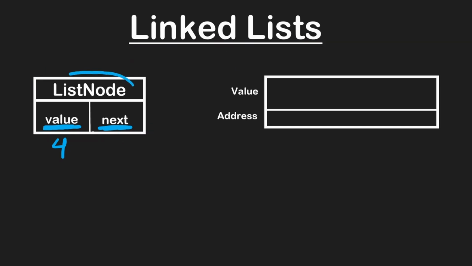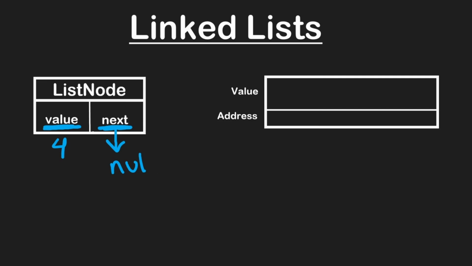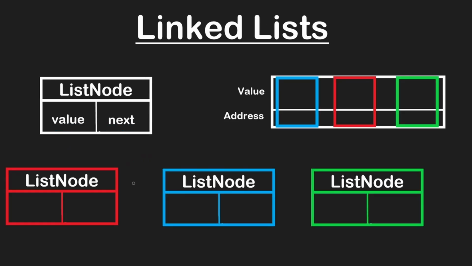If we just had a single list node, it wouldn't be very useful. In this case, let's say our next pointer points at null, which is another way of saying that it points at nothing. That means that in this case, we just have a single list node. That's not very interesting, so now let's understand how these nodes can be connected together. Let's first build a linked list.